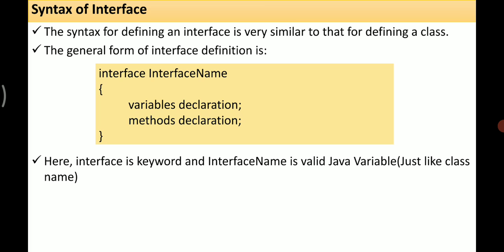Here, interface is a keyword, like class is a keyword. The same way interface is a keyword, and interface name is a valid Java identifier. Like how we use a class name, the same way we are going to use the interface name.